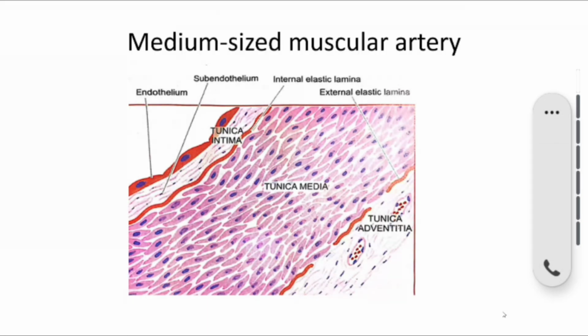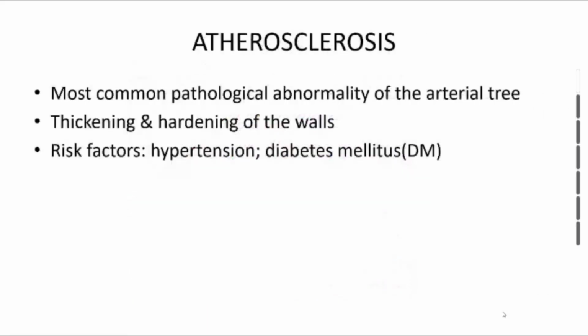Then we move to the second slide, atherosclerosis. Remember, we have talked about this in Pathology 2, and it's very important because vessel problems will have something to do with atherosclerosis. It is the most common pathological abnormality of the arterial tree. There is thickening and hardening of the walls, associated with hypertension, diabetes, and others.